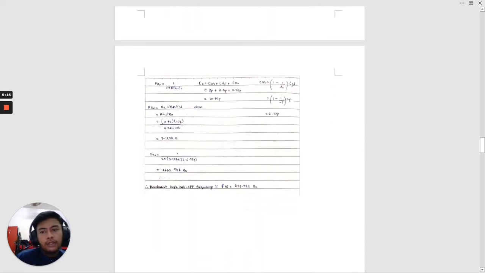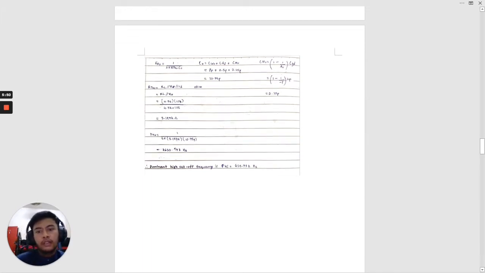Okay, for the FHO is 1 over 2 pi RTHO CO. So for CO is CWO plus CDS plus CMO, and for miller output capacitor is 1 minus 1 over AV times CGD. So value for CMO is 2.25. Just substitute into the output capacitor equation, and then value of output capacitor is 10.75 pico.